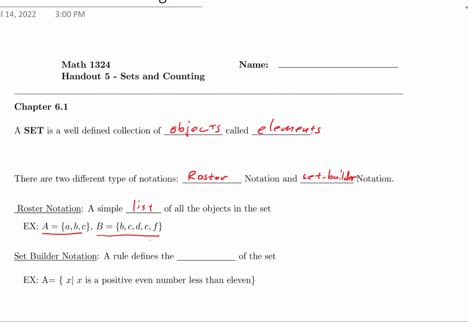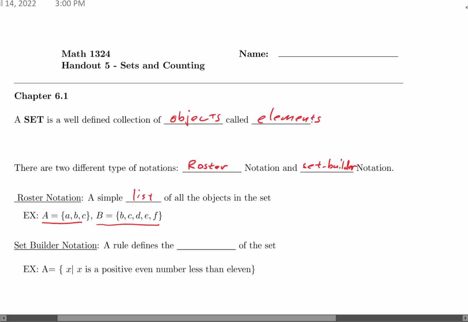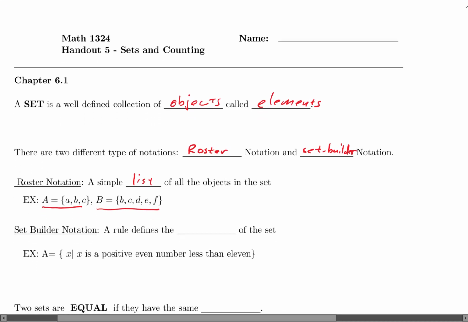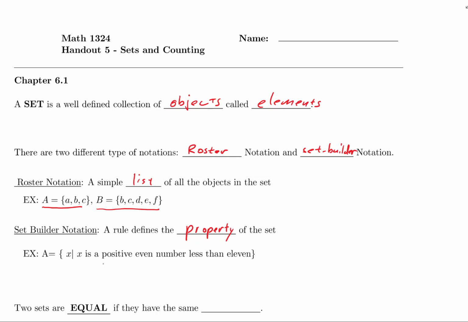And what could be in the set could be colors, they could be numbers, or any number of different things that you can think of. Now the other one, the set builder notation, this is a rule that defines the property of the set. Like so. So when you look at this example, A equals X such that X is a positive even number less than 11. Basically, all the even numbers 2, 4, 6, 8, 10 is what that would generate. But note how we just use a rule to describe what that is.